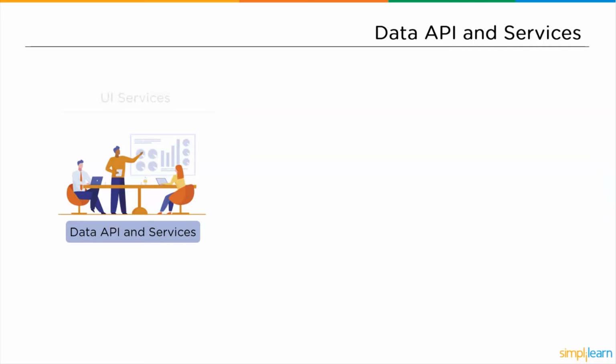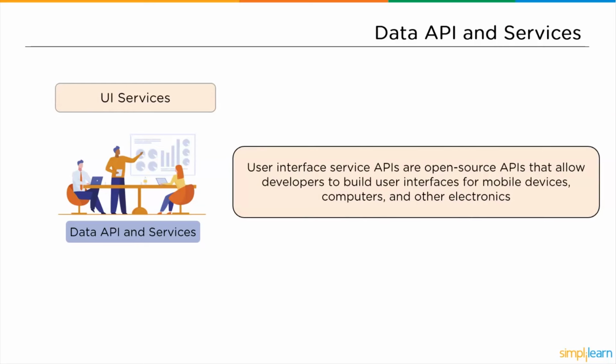Next we have the user interface services. User interface service APIs are open source APIs that allow developers to build user interfaces for mobile devices, computers, and electronics. Now let's examine the rules and protocols that Java APIs must follow.